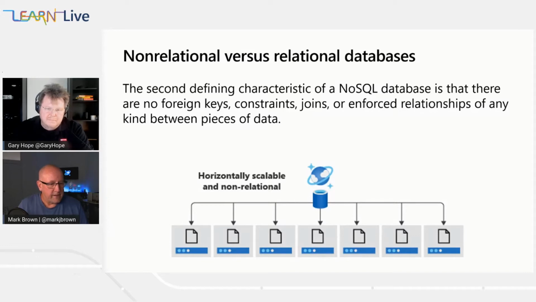So next is kind of the difference between these two databases: Cosmos DB is non-relational. What I mean by that is that there are no foreign keys or constraints or any kind of joins or anything like that that's enforced at the database level. And the reason is because we are a distributed, horizontally scalable database, and we store data on these different physical servers.